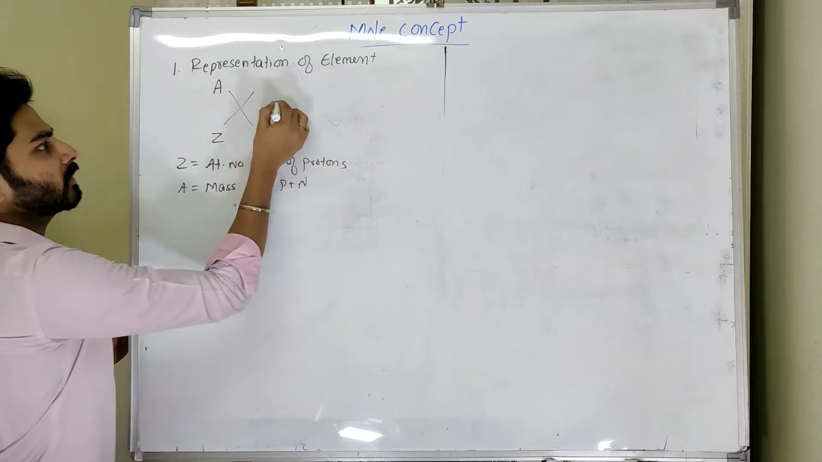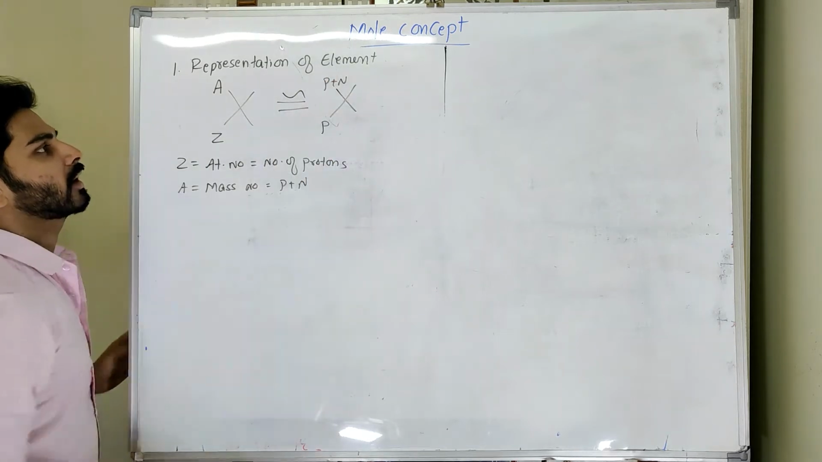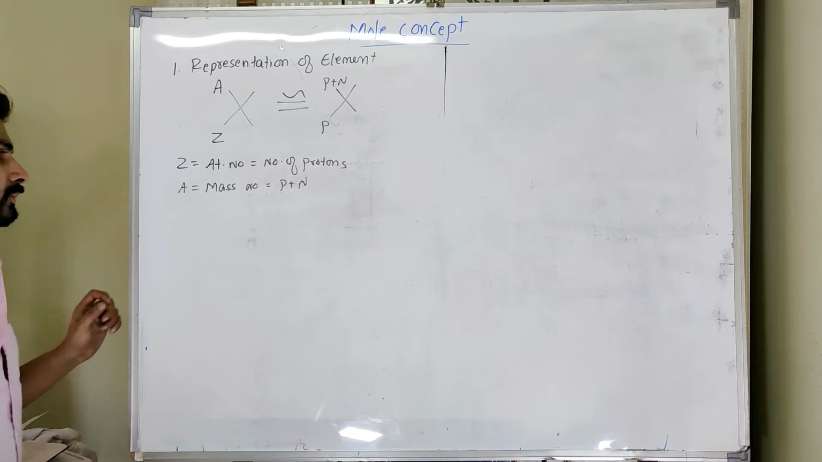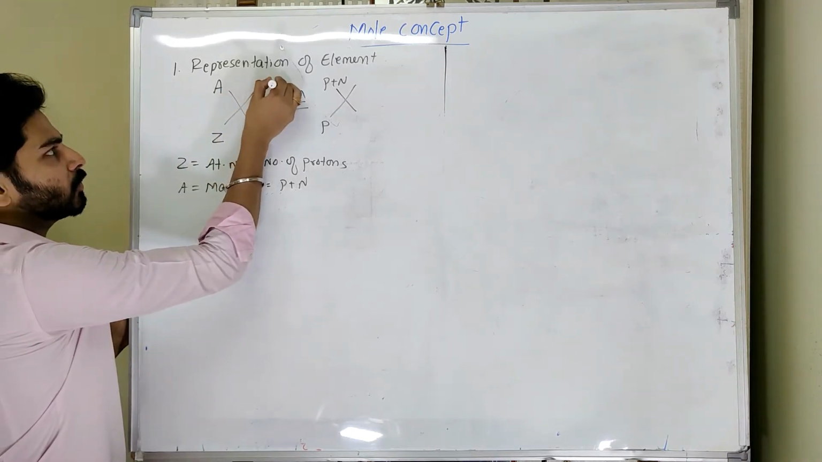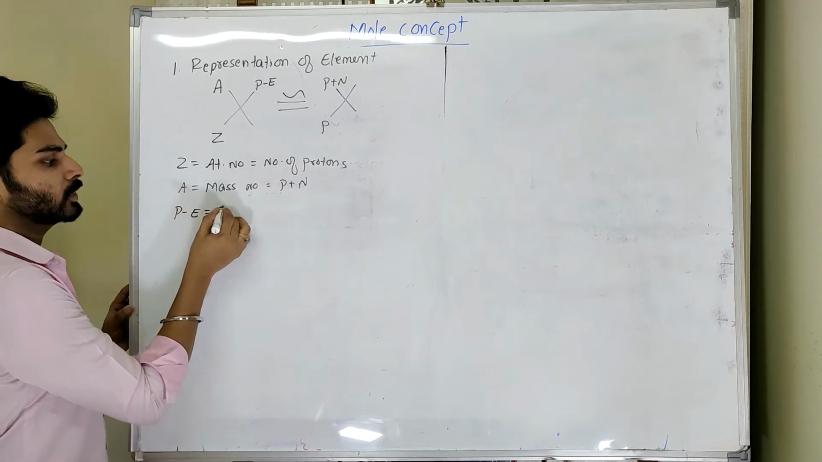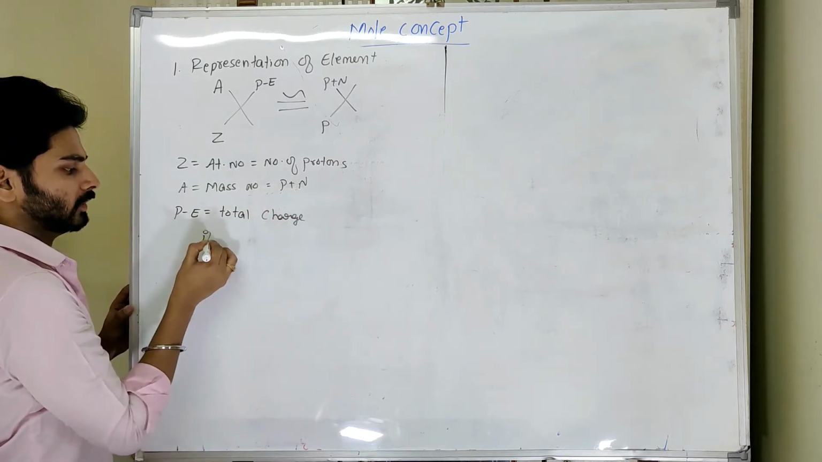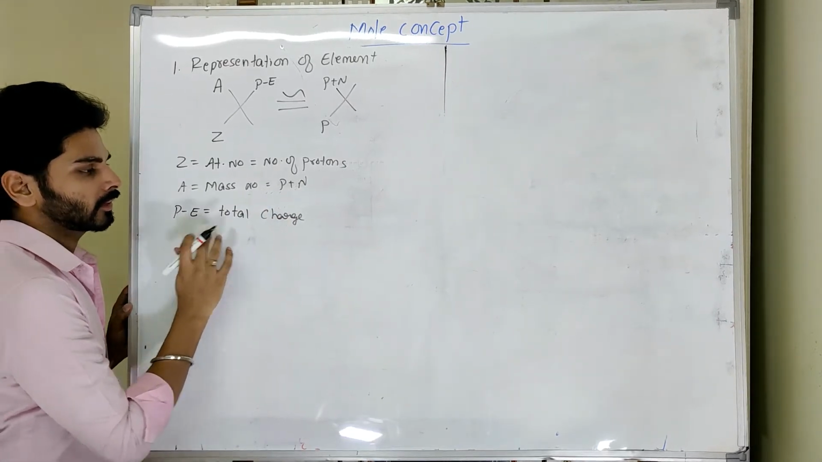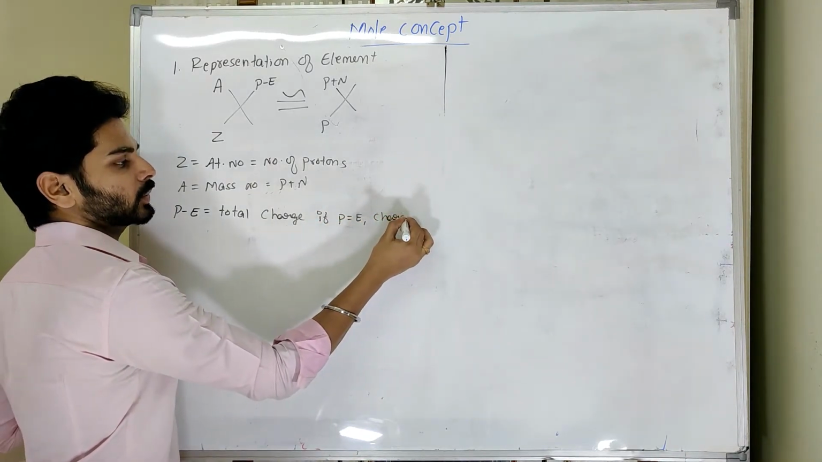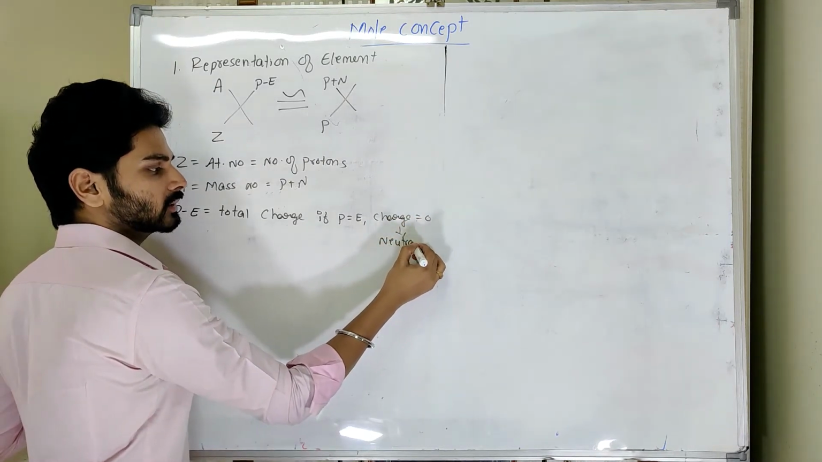So similarly it can be written like this: p plus n, because p is protons, and p plus n is nothing but the mass number. One more thing we can add over here is p minus e, which stands for total charge. Let us say the number of protons is equal to the number of electrons, then the charge is 0. If the charge is 0, such elements are called neutral elements.